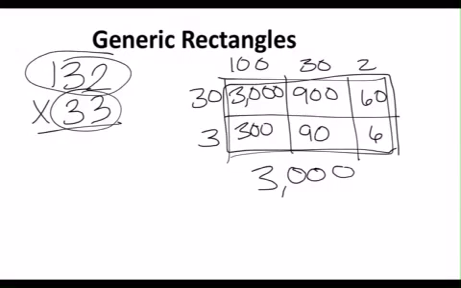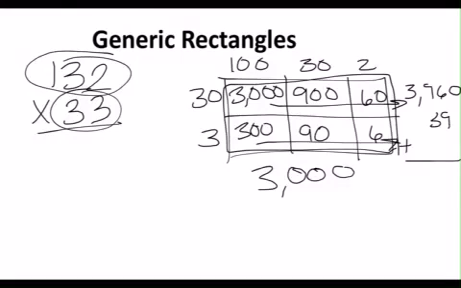Some people I know like to add them straight across and then add them together. So let's do it that way actually. 3,000 plus 900 plus 60 is 3,960. 390 plus 6 is 396. You add them up, 6. 9 plus 6 is 15, carry the 1. That's 13, carry the 1.